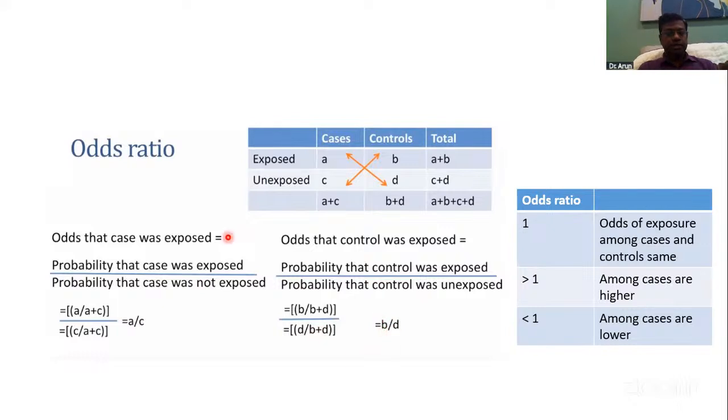This ratio, if you take A by C whole divided by B by D, you will get AD by BC. That is the odds ratio. Again, similar to relative risk, you will get either 1, greater than 1, or less than 1.